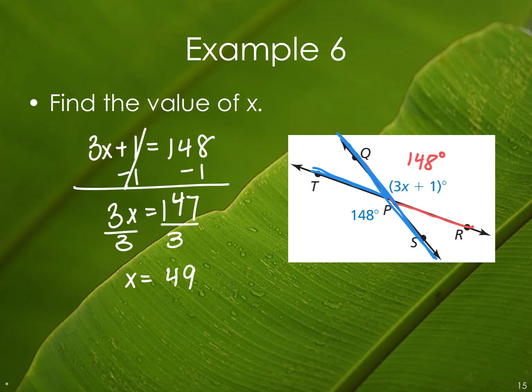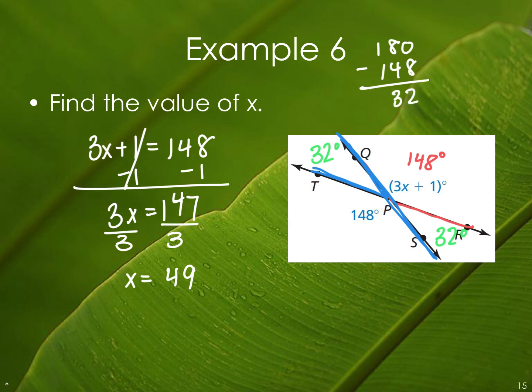What is it, Robert? He said 32. Good. 32 for this one and 32 for this one, so we're able to find everything. Where did you get the 32 from? I subtracted 180 minus 148, and that's what's giving me my 32.